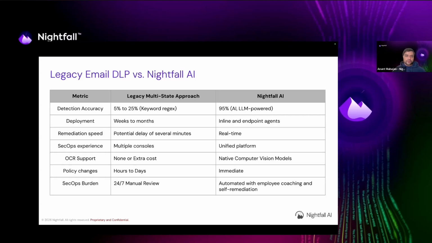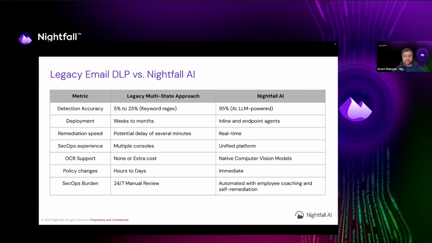You're also having to learn, there's a big learning curve with Purview and manage it separately. Over and above that, continuing on the detection accuracy differentiator, OCR scanning in most cases just doesn't exist in some of these legacy tools, or it's an extra cost, as we've learned in the case of Purview. Whereas with Nightfall, it's all natively baked in.